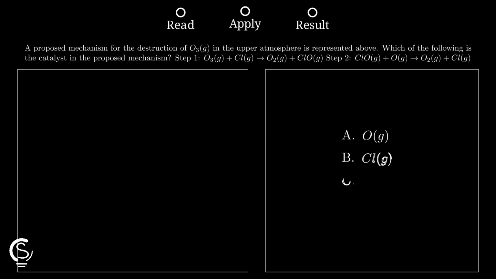A catalyst is a substance that participates in the mechanism but is not consumed overall. So it appears as a reactant first and then shows up again as a product later.